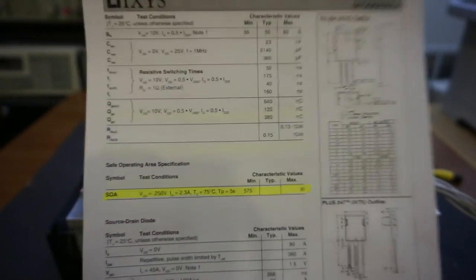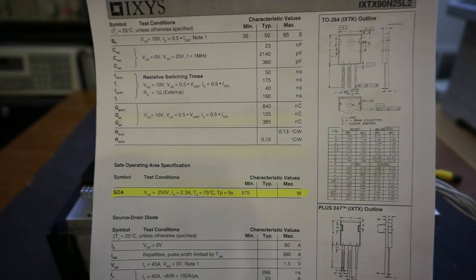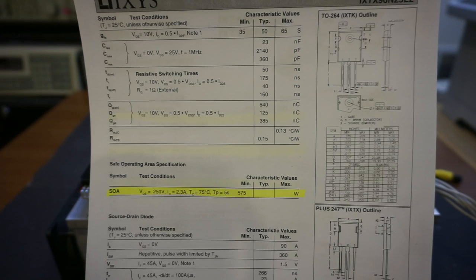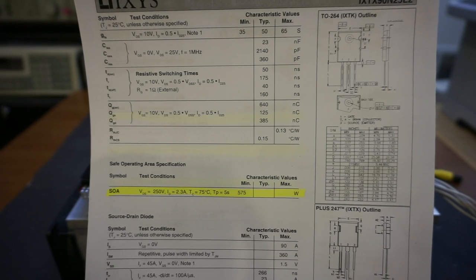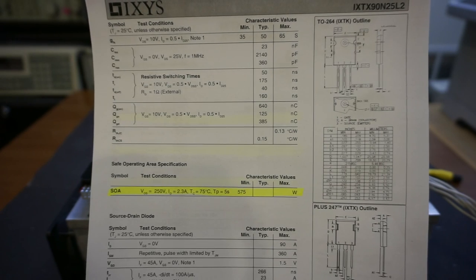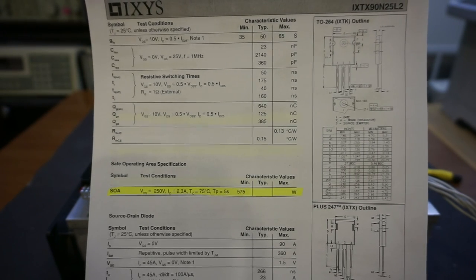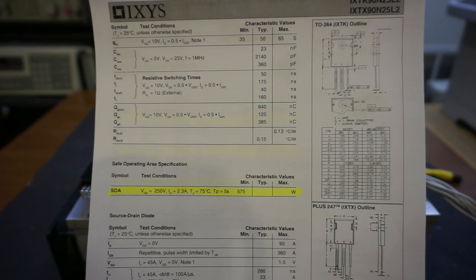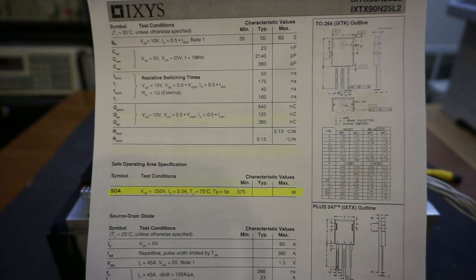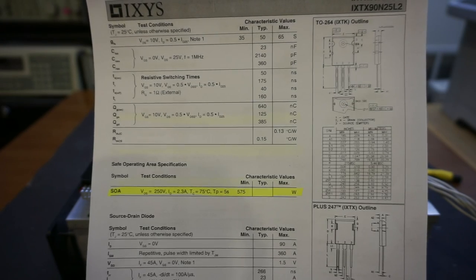If you look at the safe operating area figure here, highlighted, you'll see that the example given is with a VDS of 250 volts and a drain-to-source current of 2.3 amps, operating at a maximum case temperature of 75 degrees. The total power dissipation can be at least 575 watts for a pulse duration of 5 seconds.